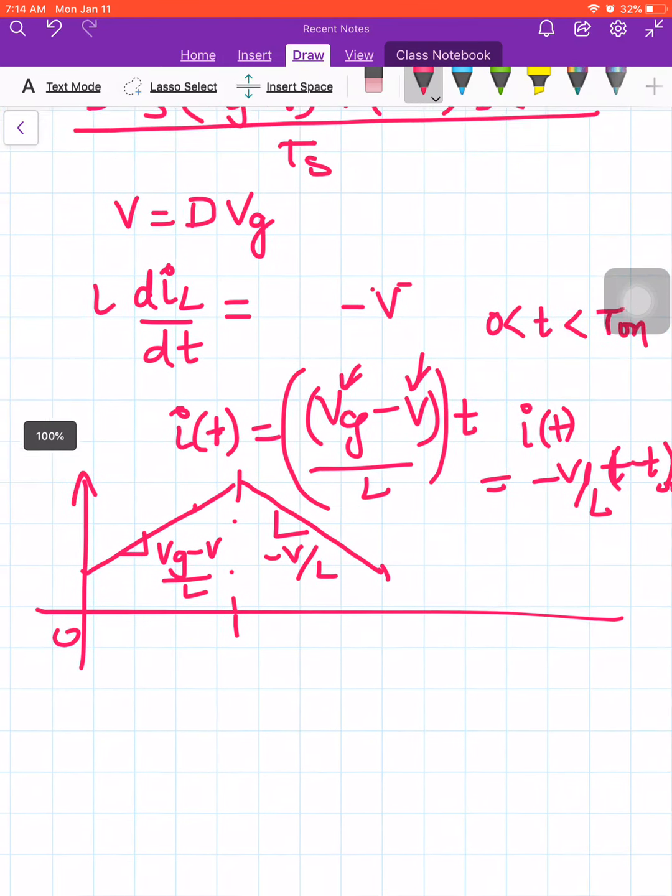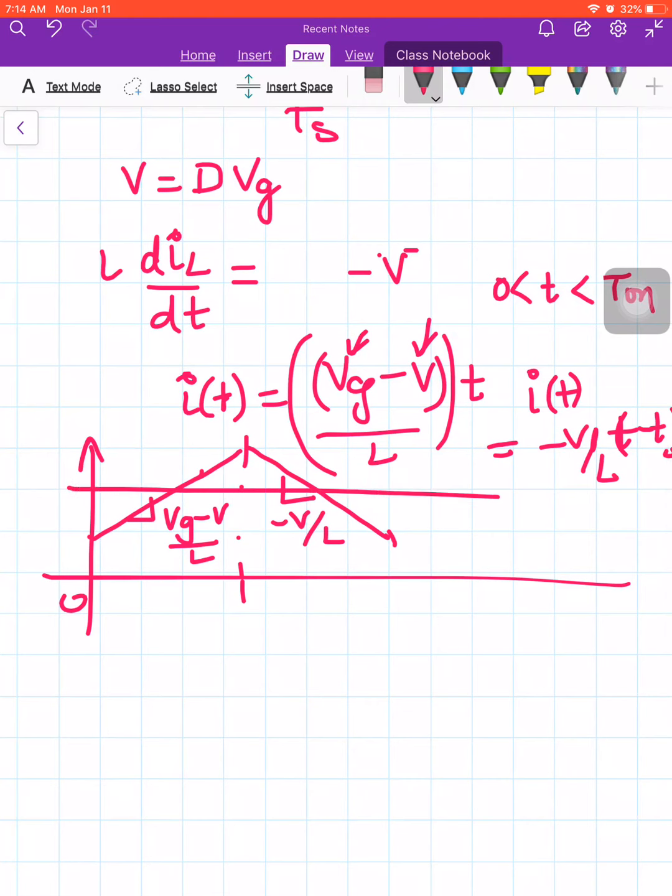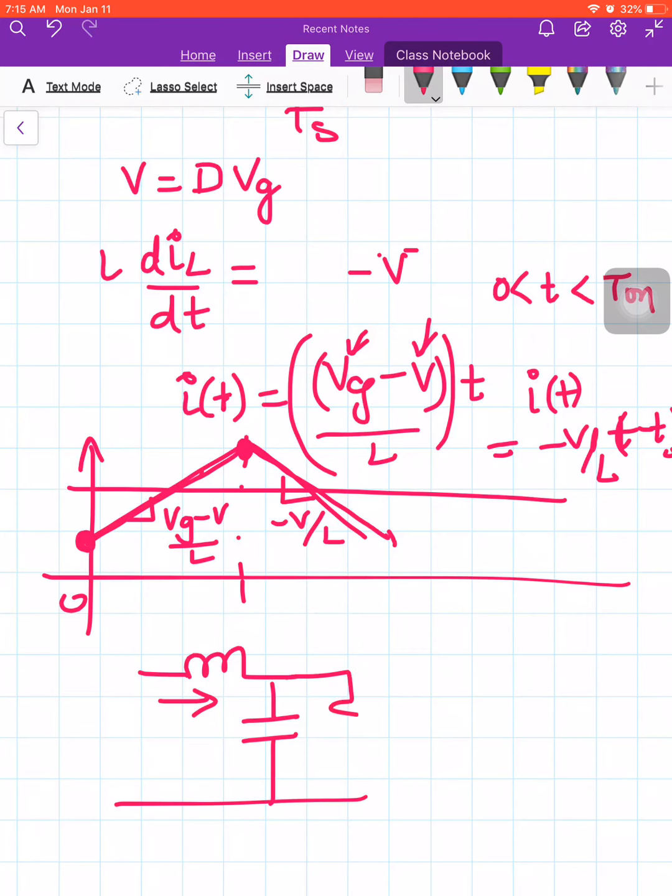So it is falling with a slope of V by L. And now what is the average value for this inductor current? It is nothing but the average of these two terms, right? Or the same average, as we can see in the circuit here. This is our circuit, right? So this is I L of t which we are talking about, and it has a component of DC and a ripple.